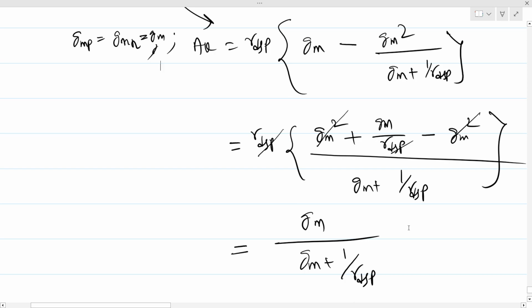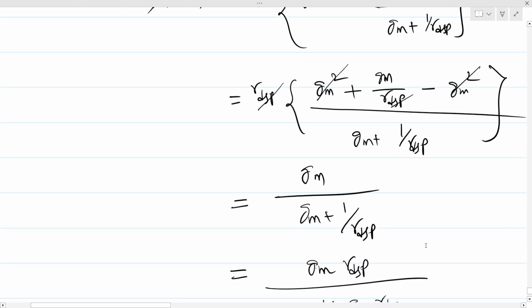Okay, so it will be GM. From here I can write GM RDS of P divided by GM plus 1 by RDS of P. So this is the final expression.